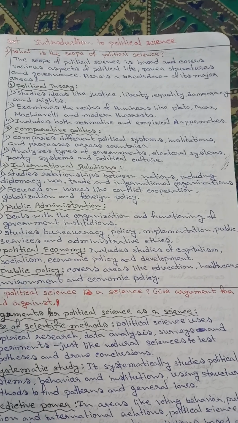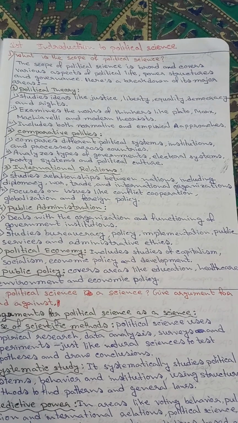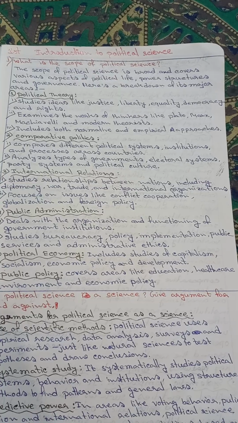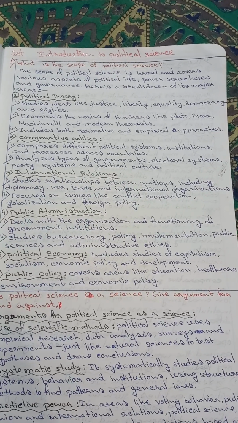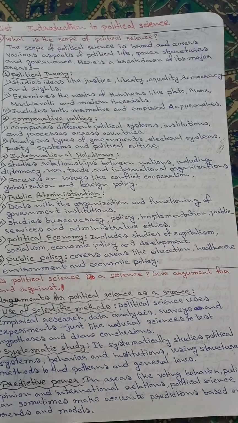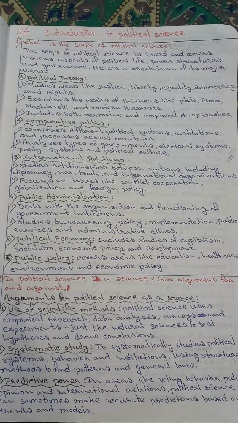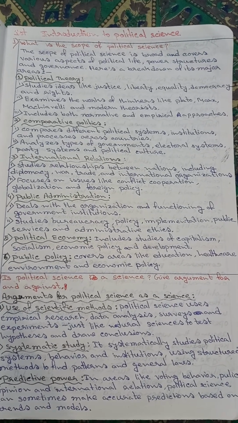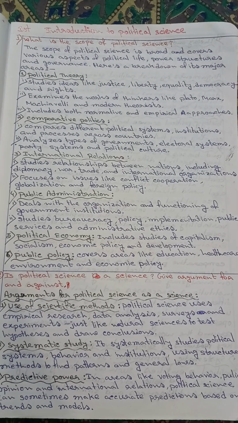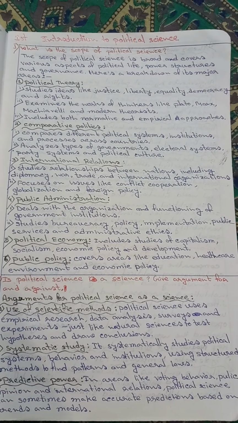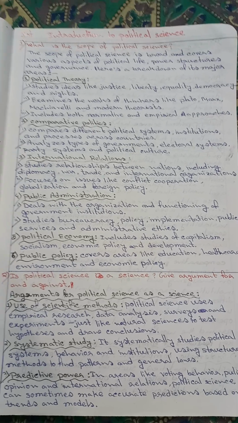Fourth, public administration. It deals with the organization and functioning of government institutions. It studies bureaucracy, policy implementation, public services and administrative ethics. Fifth, political economy includes studies of capitalism, socialism, economic policy and development. Public policy covers areas like education, healthcare, environment and economic policy.